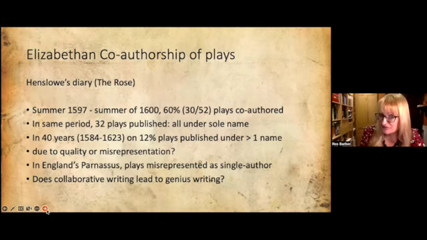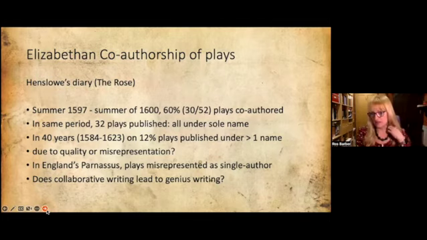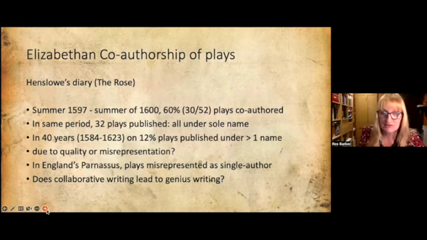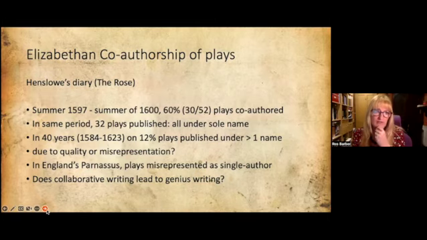There is some evidence of the latter. We have at least one instance where something that was clearly written by several people, according to Henslowe's diary, gets published as a sole author's work. I mean, that kind of thing happens on films all the time, right? Getting your screen credit isn't necessarily about who did most of the work. And in the poetry anthology England's Parnassus, various plays where the poetry from the plays is quoted are misrepresented as a single author when they're actually multiple authors.